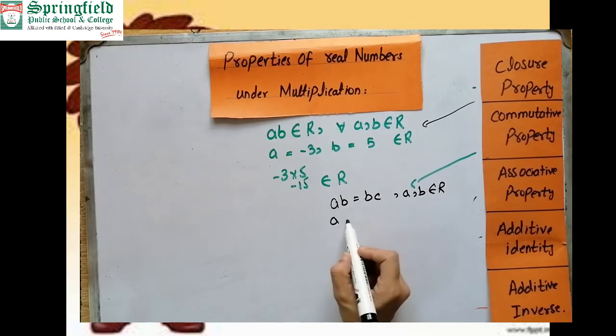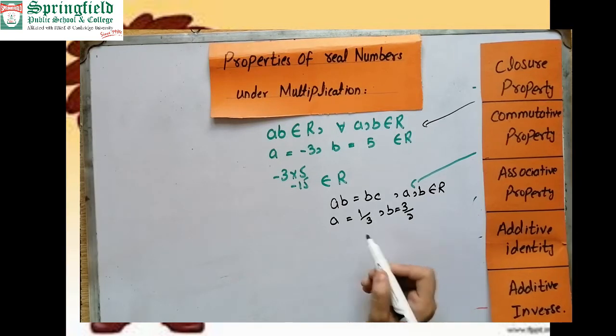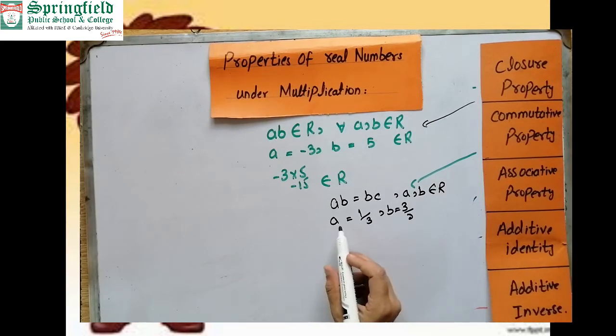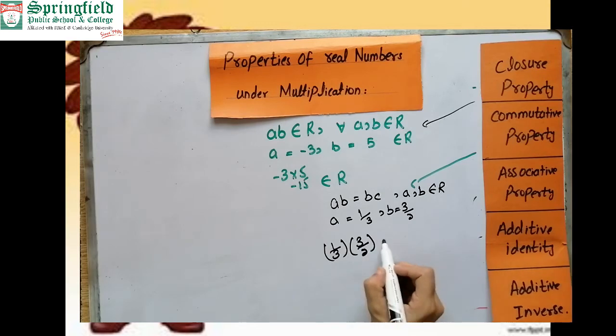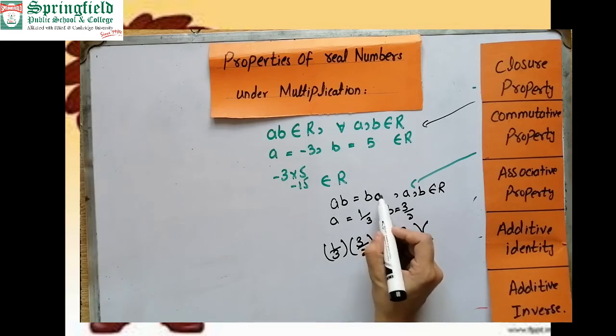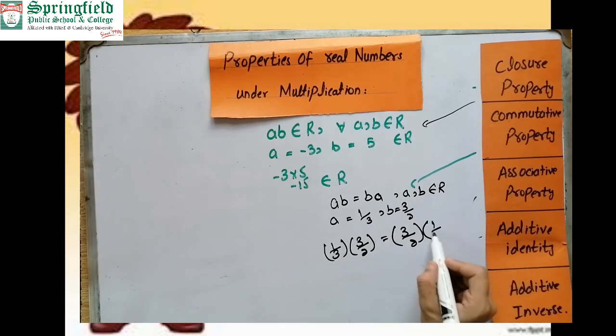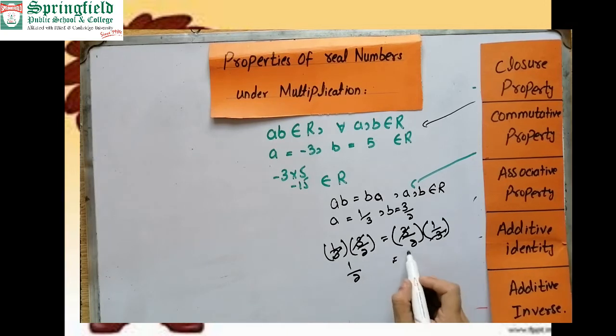So we can prove that A is equal to 1 by 3 and B is equal to 3 by 2. So these are both real numbers. So what will be the multiplication of AB and BA? AB: 1 by 3 first, then 3 by 2. And BA: write down the value of B first, 3 by 2, and then 1 by 3. So 3 ones are 3, we can cancel here. 3 will cancel, 1 by 2. So 1 by 2 is equal to 1 by 2. It's a proof of that. Fine?